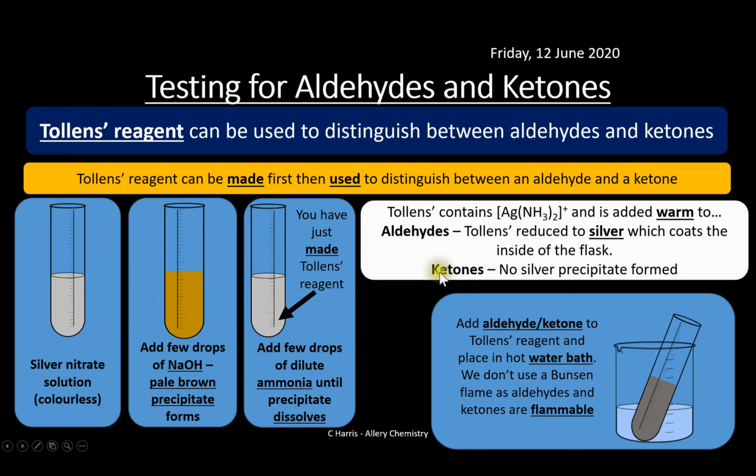With ketones, it's not so fun. You don't get anything, because remember, ketones can't be oxidized. Aldehydes can. Your Tollens is effectively an oxidizing agent, so it will oxidize aldehydes but not ketones. So we get this silver mirror. It's also known as a silver mirror test. So we get this silver mirror that appears with Tollens reagent.